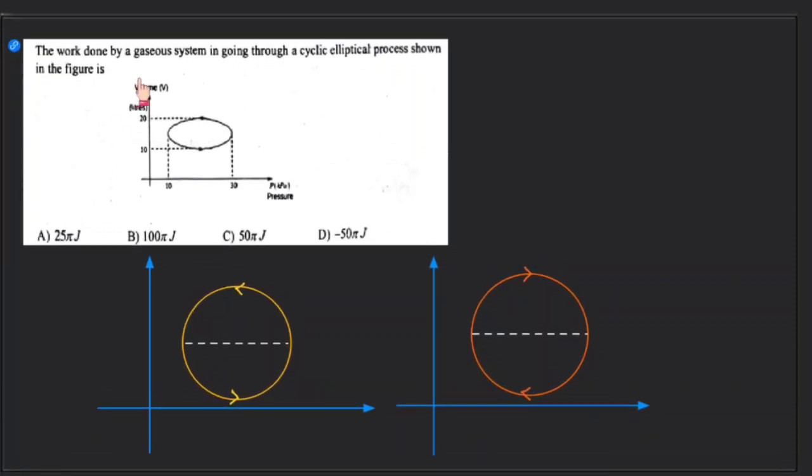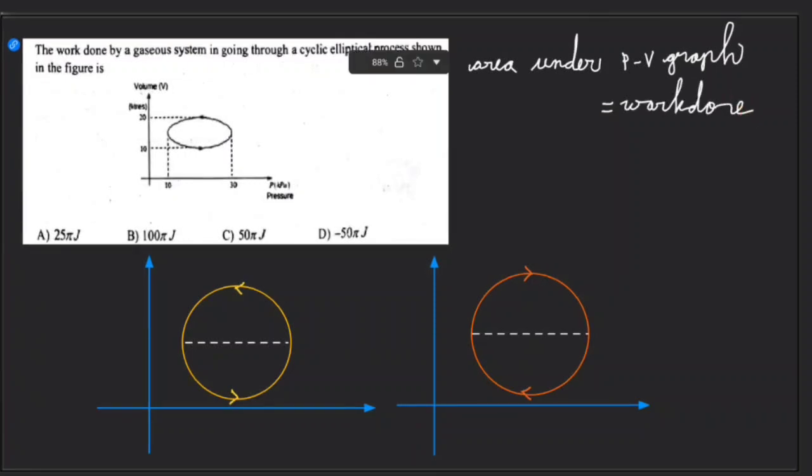Question number 2. The work done by the gaseous system in going through a cyclic elliptical process shown in the figure is. So this is the PV diagram, right? The area under the PV diagram will be work done. So please make a note of it. Area under PV graph is equal to work done. Area under PV graph will be equal to work done, right?